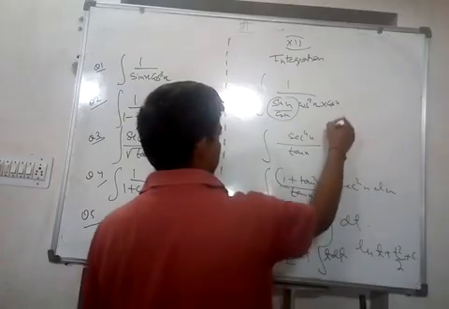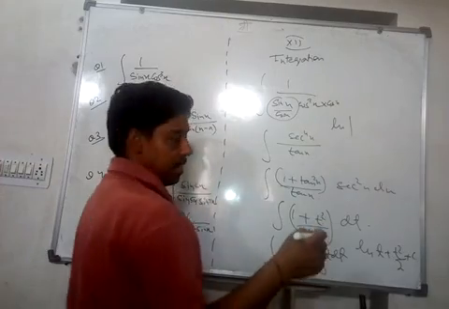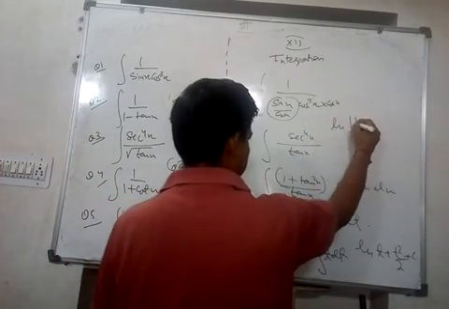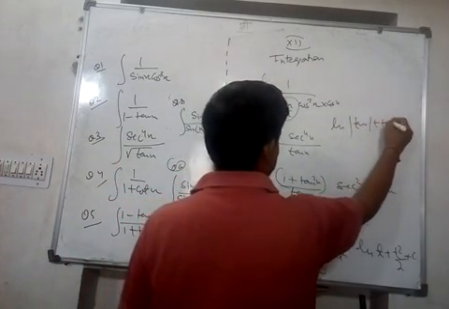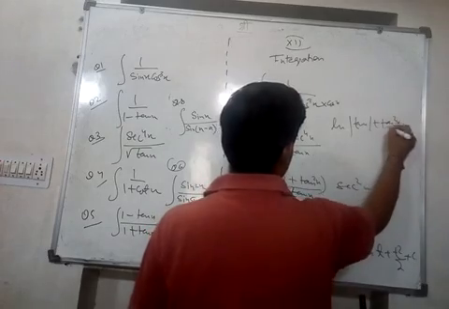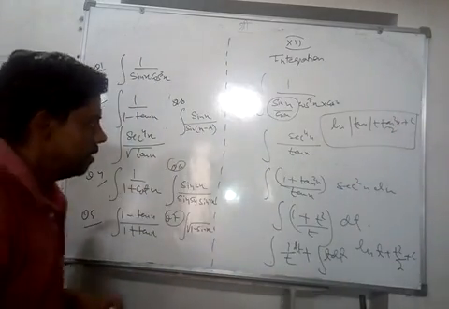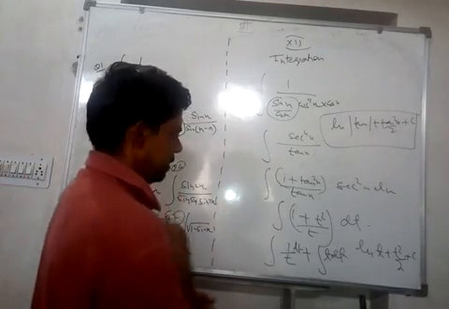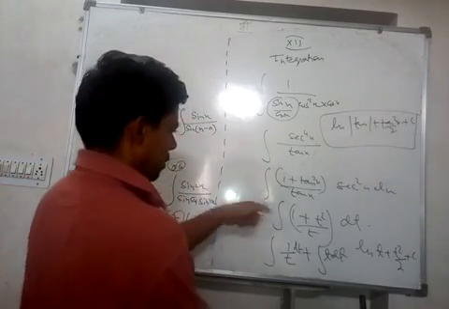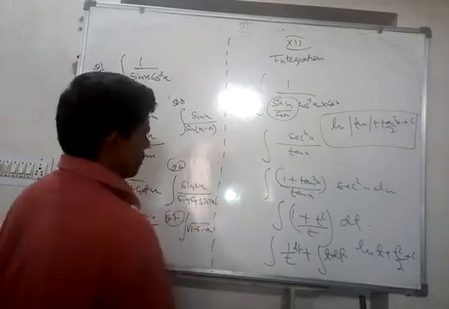So the answer is ln, that is log t. t is tan x plus tan square x by 2 plus c. This is the answer. Okay, so this is easy. Fine, we have done this like this by taking this as t. Okay, next question.